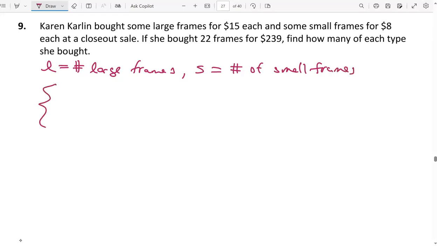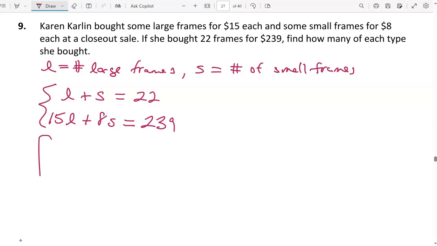The total number of frames is L plus S. Let's put L first. Just have to be consistent, whatever we decide to do. L plus S is a total of 22 total frames. So the number of large frames plus the number of small frames is 22. And the price of the large frames, if we take $50 and multiply it by the number of large frames, that would give us how much those large frames total cost. And 8 times the number of small frames added to that should equal $239 total dollars. We can write that in augmented matrix form.